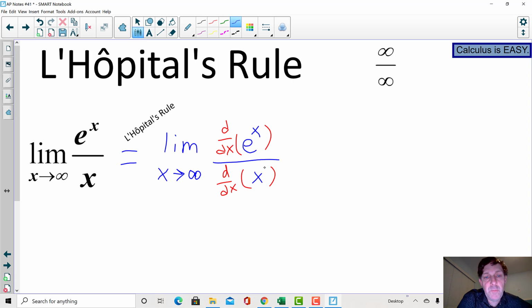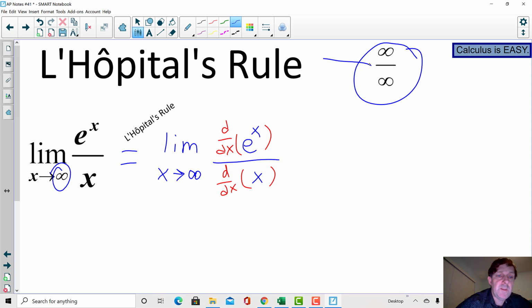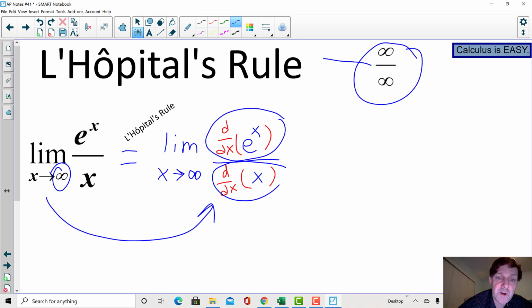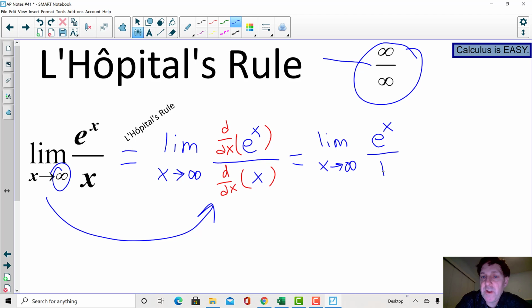And what I want you to notice is that we're doing the derivative of the top separately, and we're doing the derivative of the bottom separately, so it's not a quotient rule. So this is called L'Hopital's rule. When you plug in the number and it's equal to infinity over infinity, then that limit is going to equal this limit according to L'Hopital's rule, where you just do the derivative of the top and the derivative of the bottom separately. And then you can try it again.